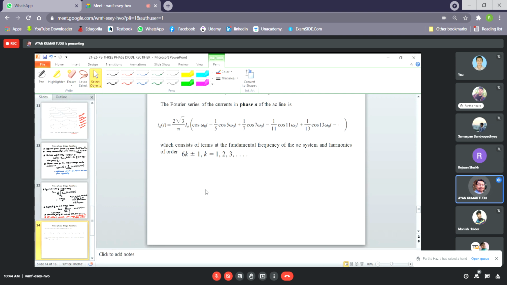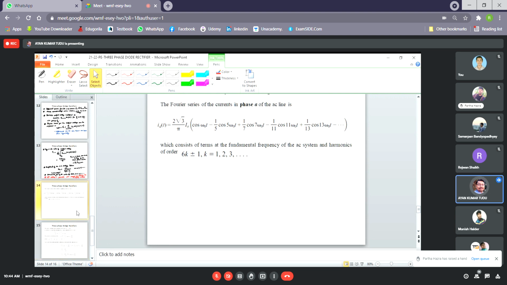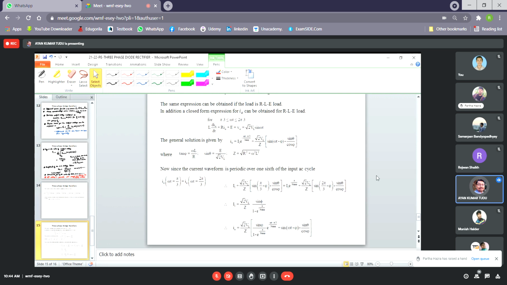So if we have an RLE load, we have talked about how the equation is developed for the R load. The same expressions can be obtained for the RLE load also. Here we have a closed form expression of I0, which can be obtained for the RLE load.